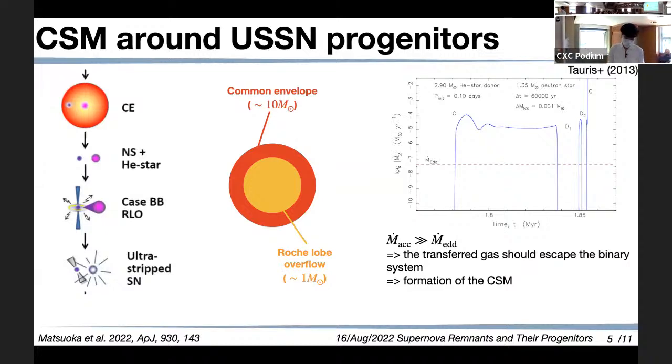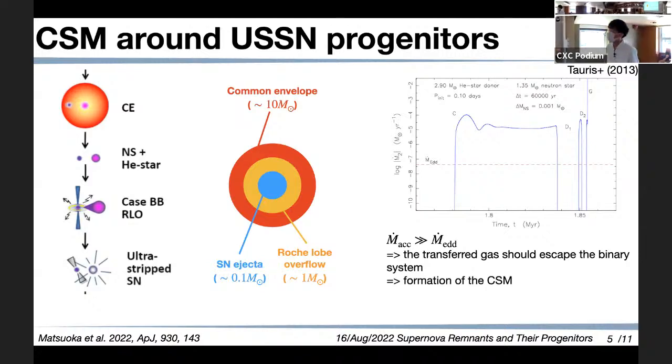However, the stellar evolution model predicts that the accretion rate of this Roche-lobe overflow is of the order of 10^-5 solar masses per year, or so, 50 orders of magnitude rather than the Eddington limit. Therefore, we can expect that the transferred gas should escape the binary system, which leads to the formation of the circumstellar medium. And the supernova ejecta will collide with the circumstellar medium from the inner region of the system.